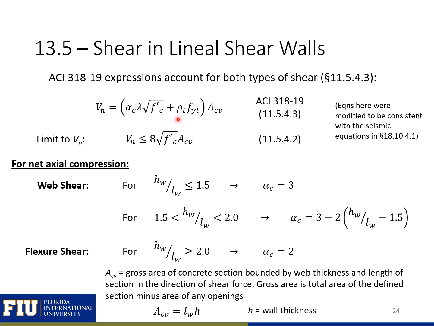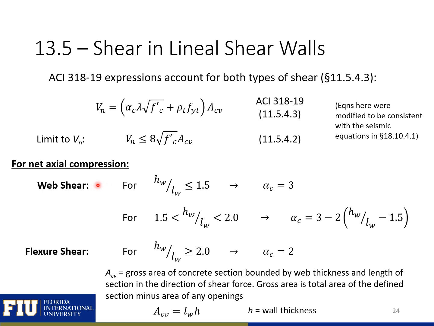And then it also includes in this equation the benefits that we get from our transverse steel. So we have rho T, our transverse reinforcement, fyt, the yield strength of our transverse reinforcement, and then all this times Acv, where this Acv is the gross area of our concrete section bounded by the web thickness and the length of the section in the direction of the shear force. So this just means that it's the length of our wall times our wall thickness, and that's how we get our Acv.